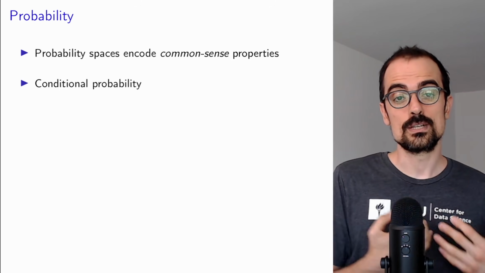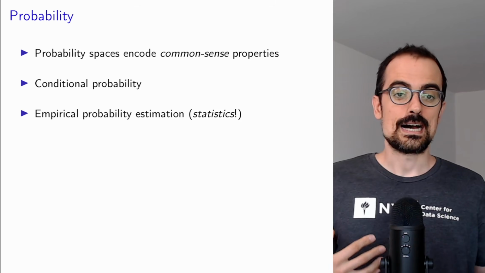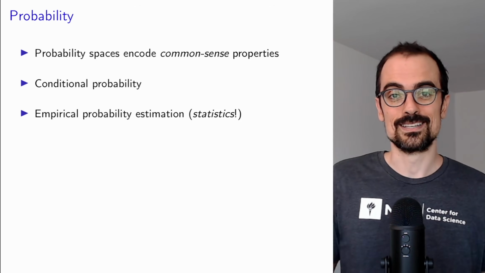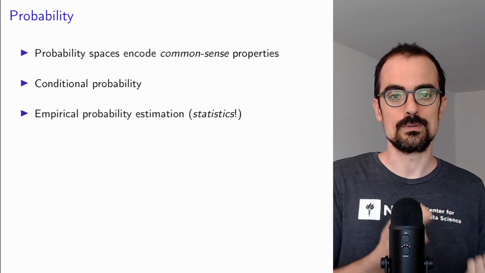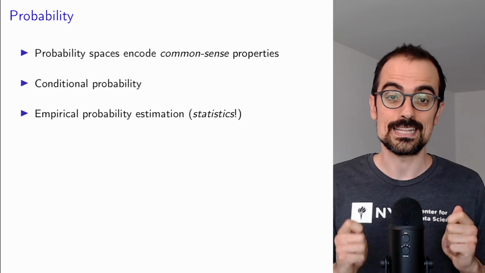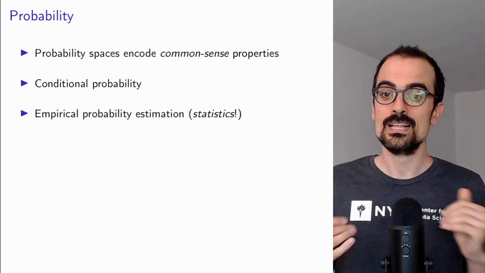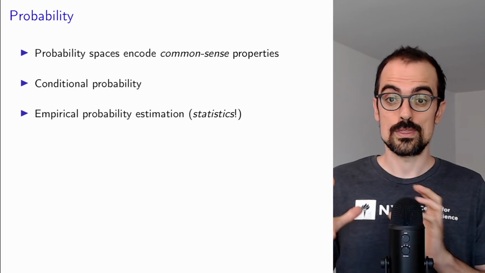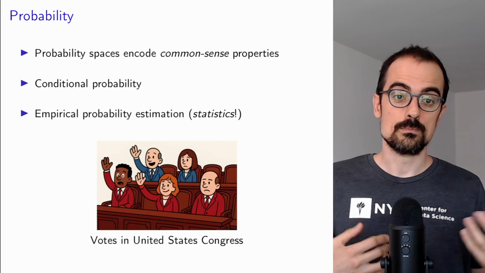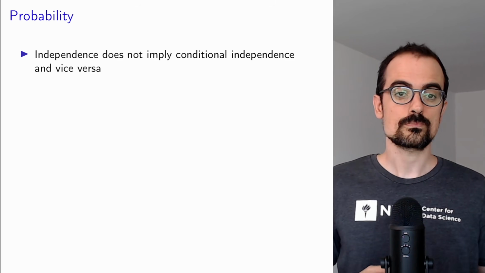Conditional probabilities are critical to update models with new information, and we need to be able to estimate probabilities to do anything in data science, and we can do this through empirical probability estimation. And here you can already see that we bring up a concept from statistics, a statistical estimator, very early on, so that we can illustrate these concepts with real-world data. In the book, we use votes from the United States Congress.